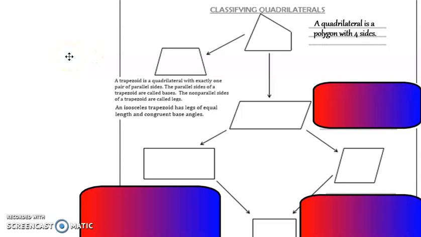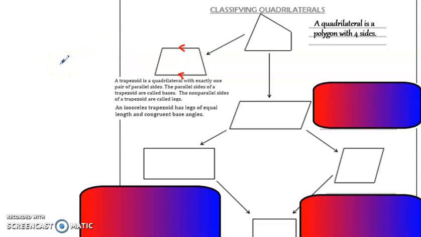The parallel sides of the trapezoid are called bases. The parallel sides are the sides that will never cross. In this trapezoid, the parallel sides are the top and bottom. I can mark them parallel to each other by using the same amount of arrows. The non-parallel sides of the trapezoid are called the legs. So this left and right piece of that trapezoid would be your legs.